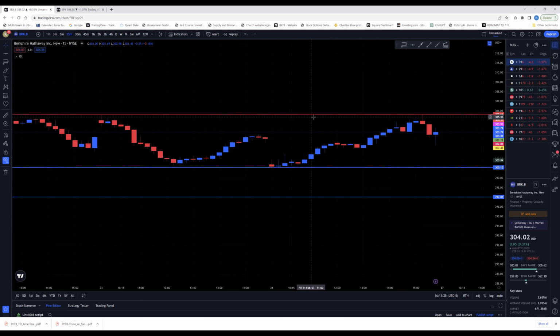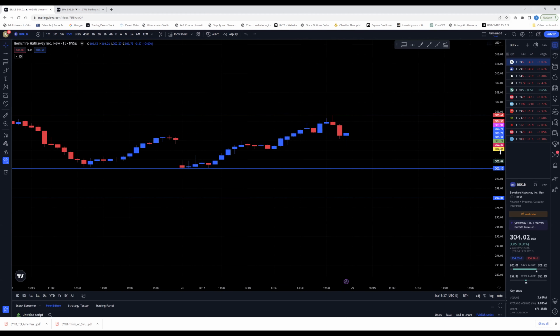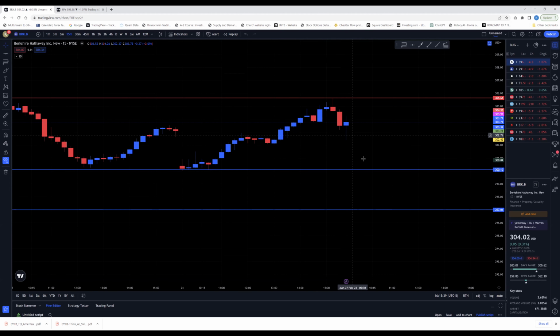If I was only looking to trade based on these particular lines, I would have a good support and resistance. So what I would do is wait for the market to either come here to see if it's going to support, or wait for it to come here to see if it'll reject.